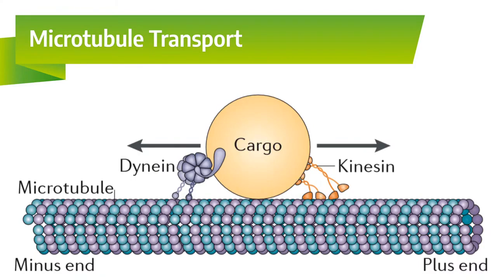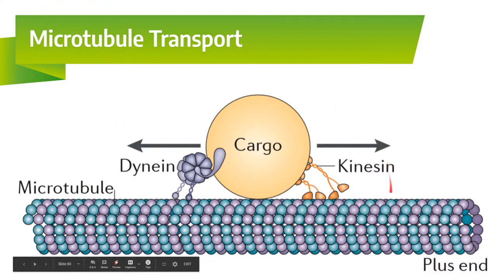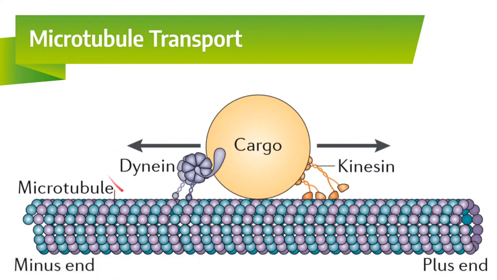Okay, so coming back to this picture, last time we talked about kinesin. Today we're going to talk about dynein. Last time we only briefly learned about dynein, because basically what it does is transport things in the opposite direction of kinesin.